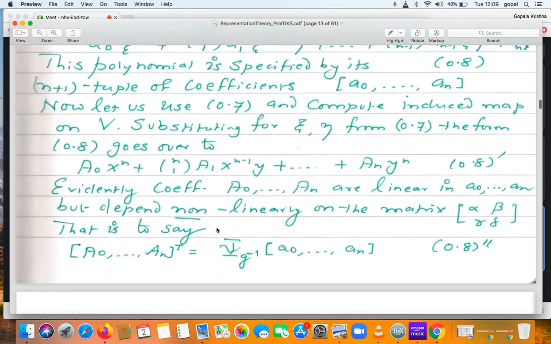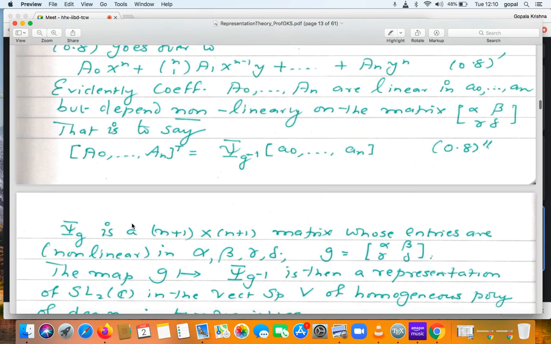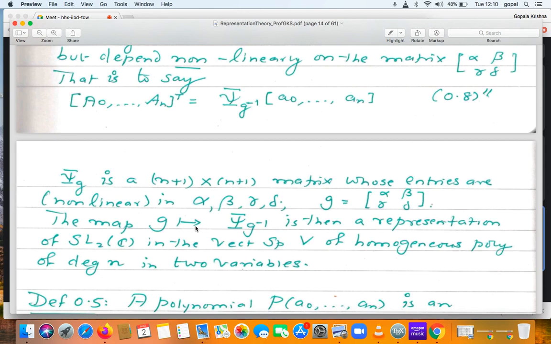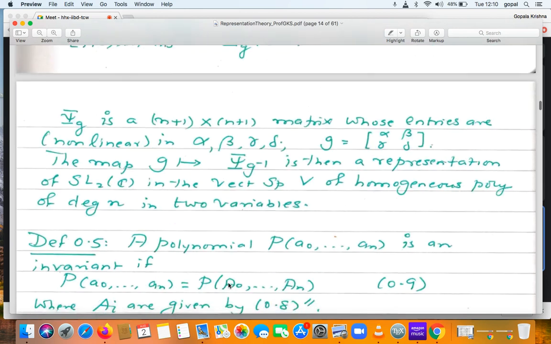So this matrix I'm going to denote by capital psi of g inverse. This is because I want it to become a group homomorphism, not an anti-homomorphism. So capital psi of g is an n plus 1 by n plus 1 matrix. And so we got this map little g going to capital psi of g inverse. That's a representation of this Lie group SL2C in the finite dimensional vector space V of homogeneous polynomials in two variables.